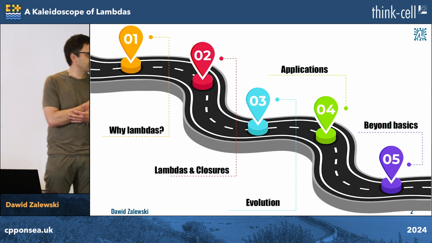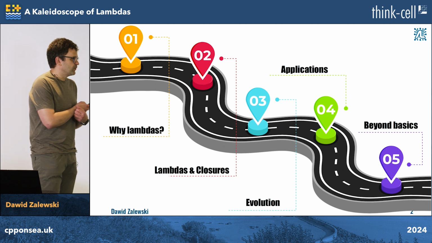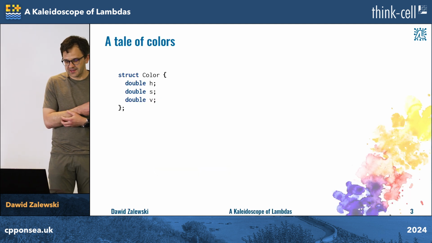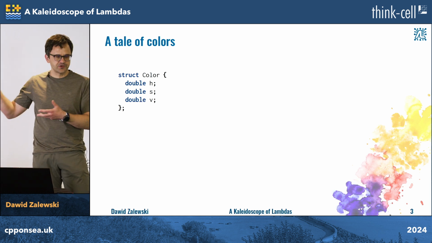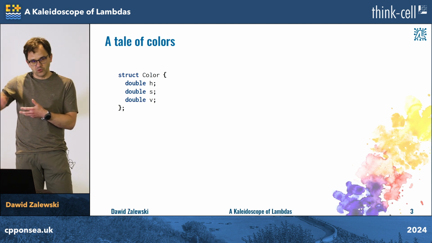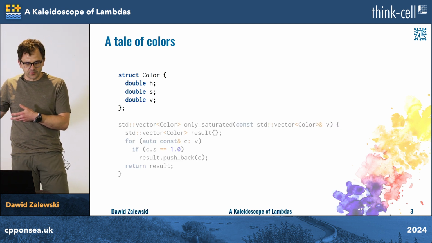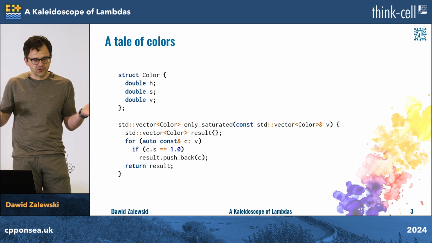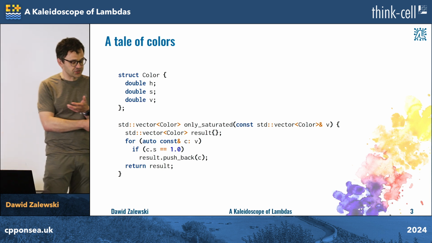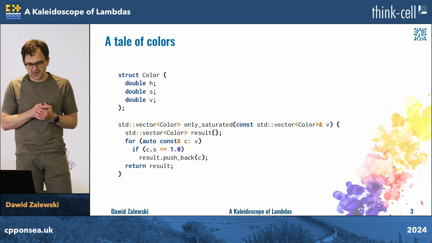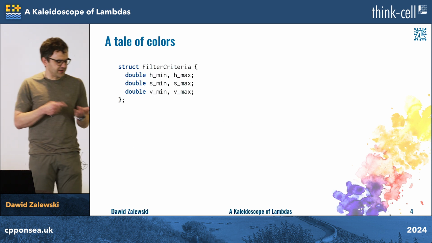So let's start with the tale of colors. That's how lambdas came to be, way before 2011 when they were first introduced to the language. Many people used to write this kind of code when they had some structure, whatever it was, some piece of data, and they needed to do operations on it, like, for example, filtering based on the saturation. You had a collection, you put it in, you wanted another collection out. That used to be the code that you would write a long time ago.